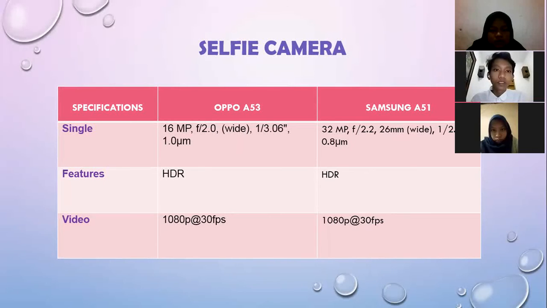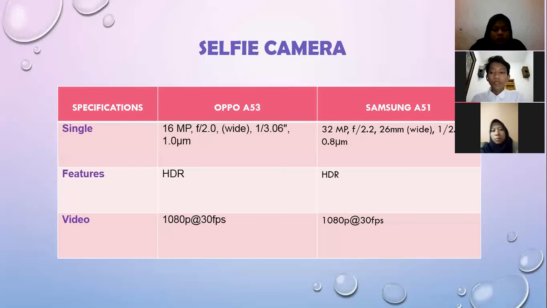32 megapixel, 2.2, and 26 millimeter wide. Samsung is better than Oppo. Number two, feature. Oppo is HDR and Samsung is HDR. They have the same feature.